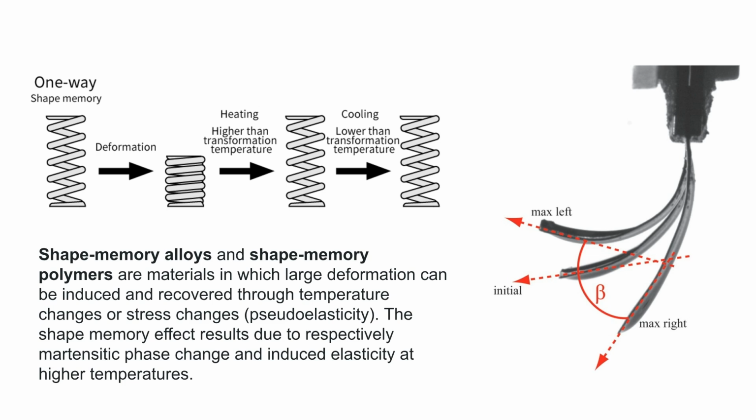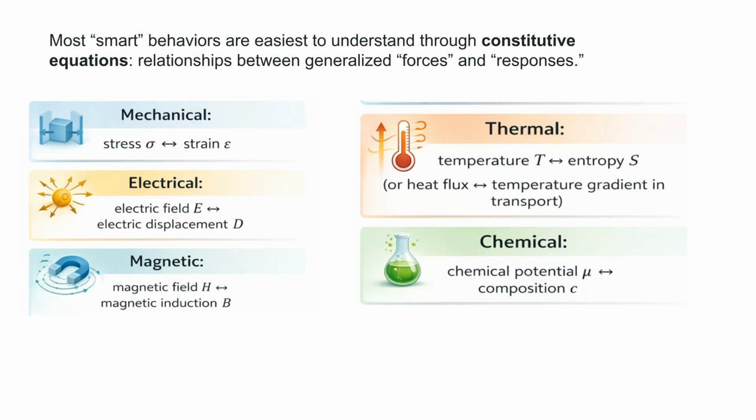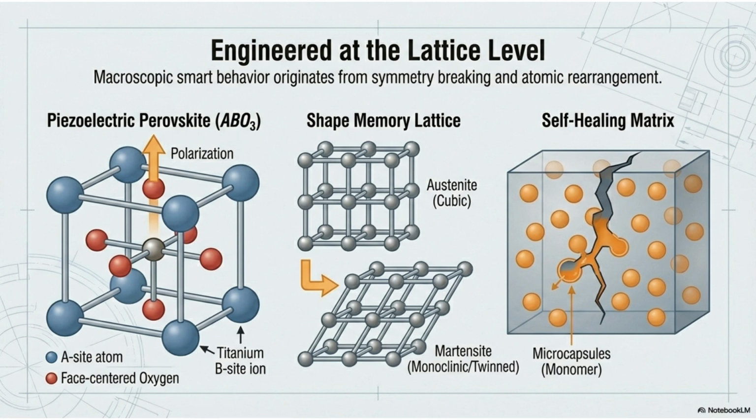Shape memory alloys and polymers allow for large deformation that can be recovered through changes in temperature or stress. This shape memory effect results from a martensitic phase change, or induced elasticity. Smart behaviors are described by constitutive equations, which define relationships between generalized "forces" and responses across mechanical, electrical, magnetic, thermal, and chemical domains. Macroscopic smart behavior originates at the lattice level from symmetry breaking and atomic rearrangement.